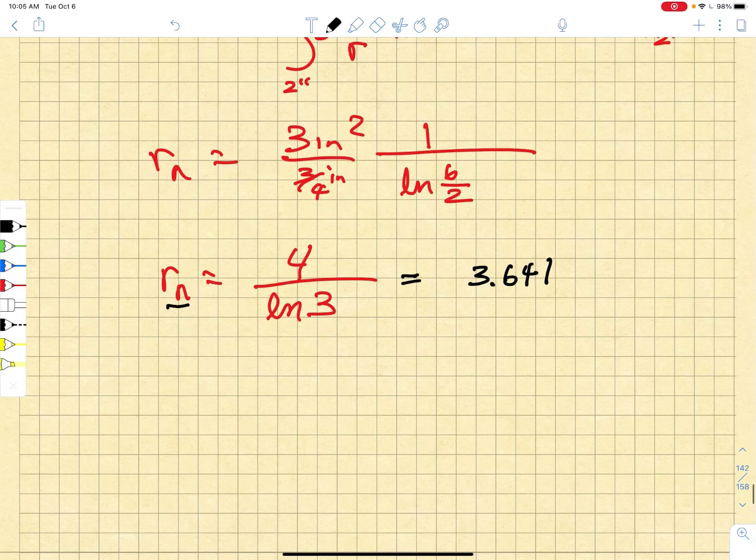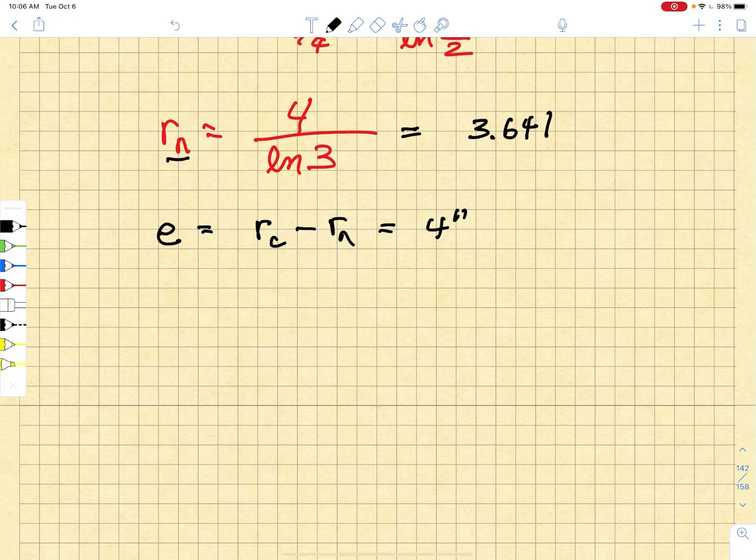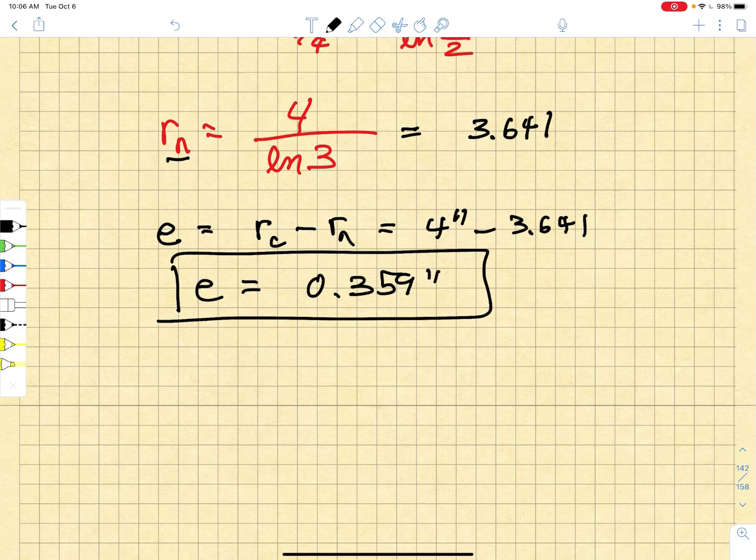Why did we need that? Well, remember, we also need to find the eccentricity because the eccentricity shows up in the equation for calculating the stresses. So the eccentricity is the centroidal minus the neutral axis distance. We take 4 inches and subtract 3.641 from it. That gives me an eccentricity of 0.359 inches.